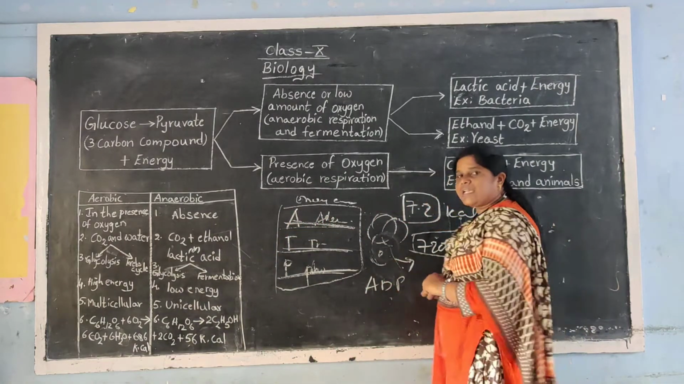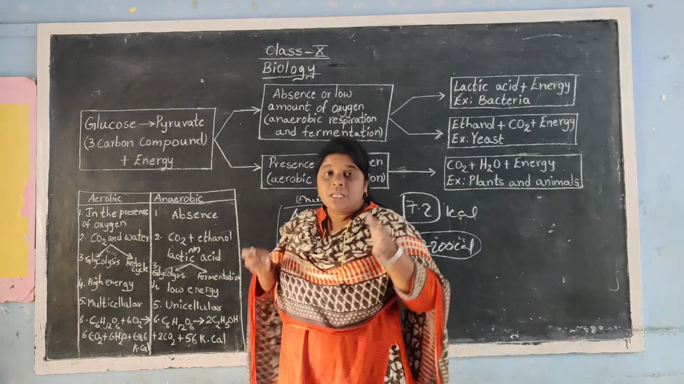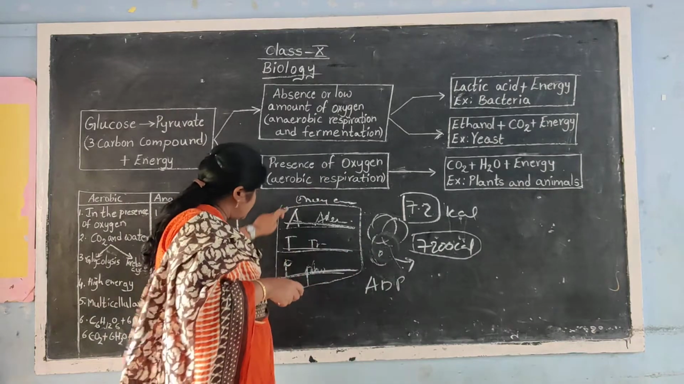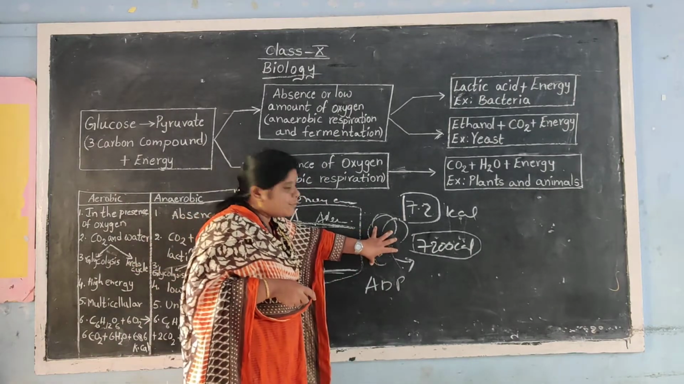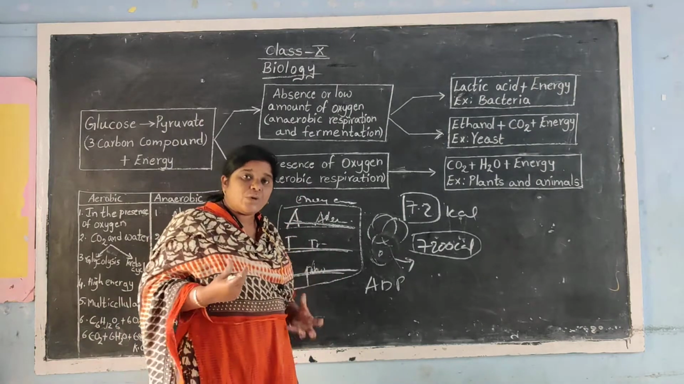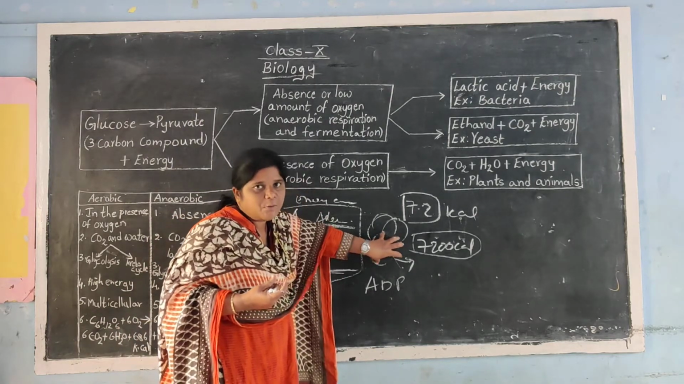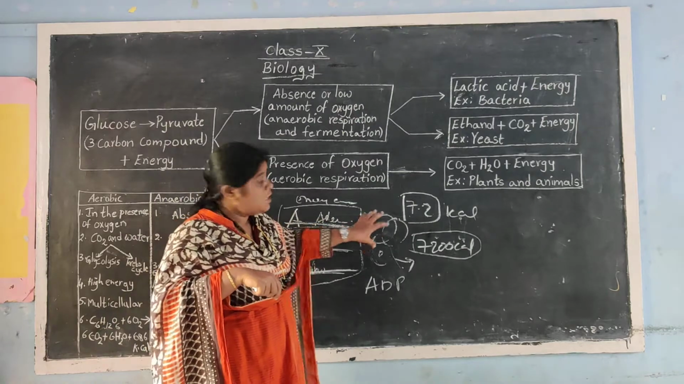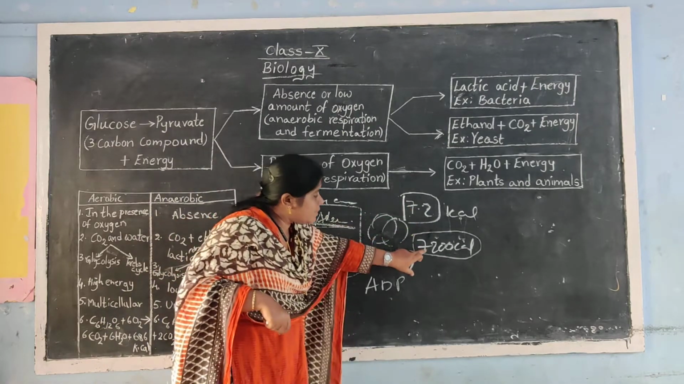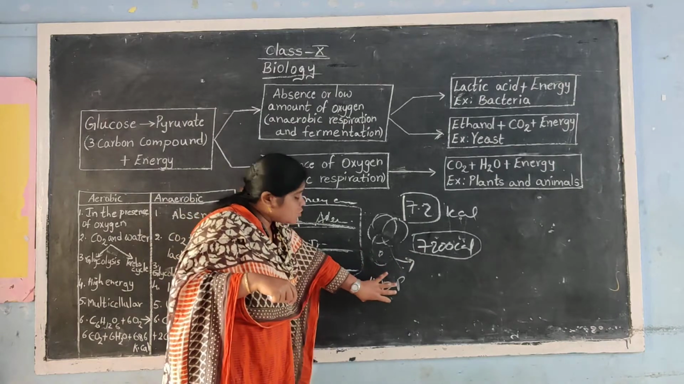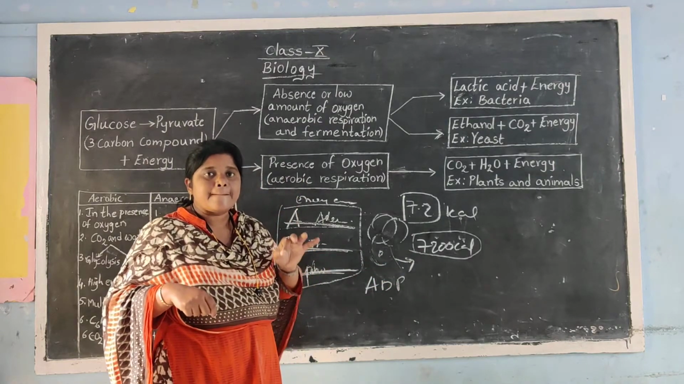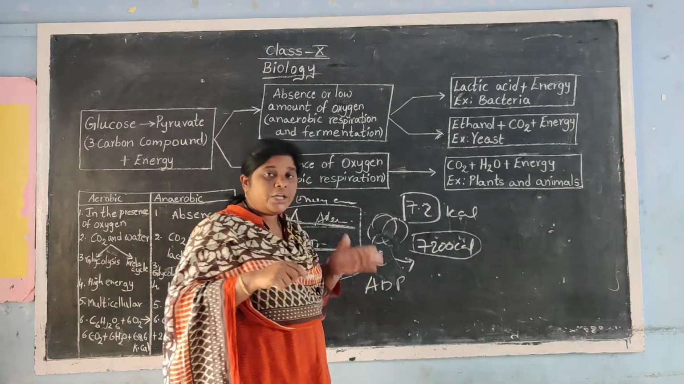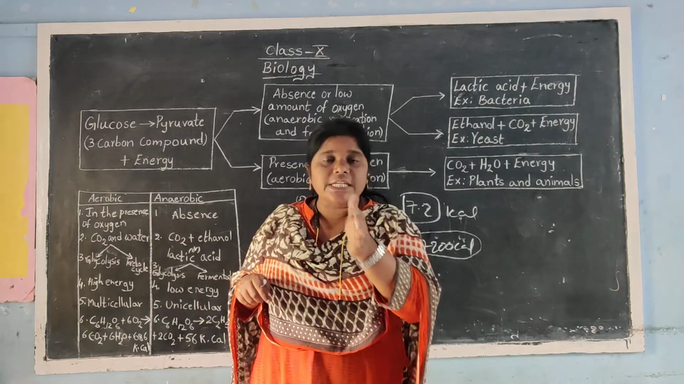Whenever we derive energy from this ATP molecule, it will be changed into ADP. I hope you understood the difference. This is ATP, adenosine triphosphate. 3 phosphate bonds will be present, in which energy will be present in the last phosphate bond. This is called the energy bond. Now, whenever we draw energy from this ATP molecule, which contains 7.2 kilocalories or 7,200 calories, it is changed into ADP, that is adenosine diphosphate.